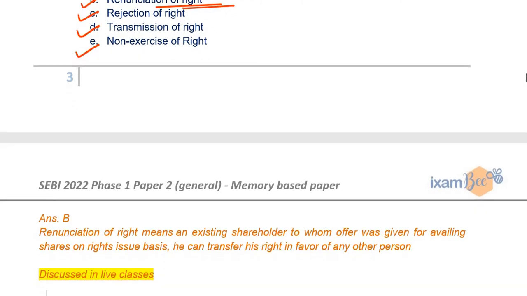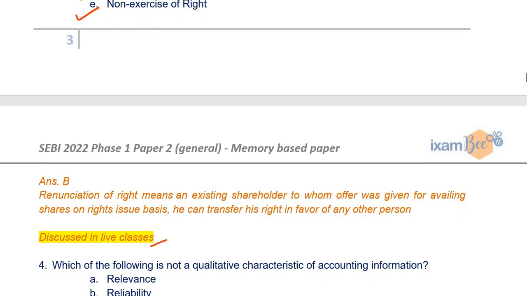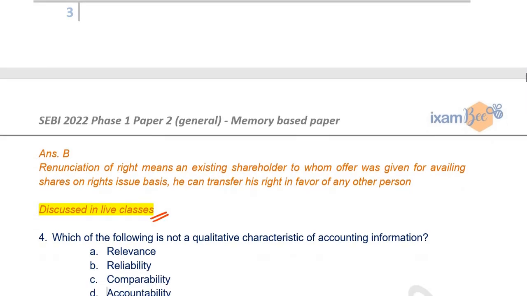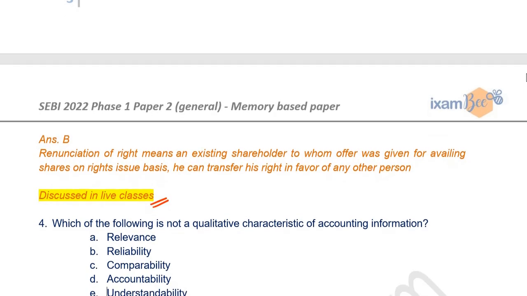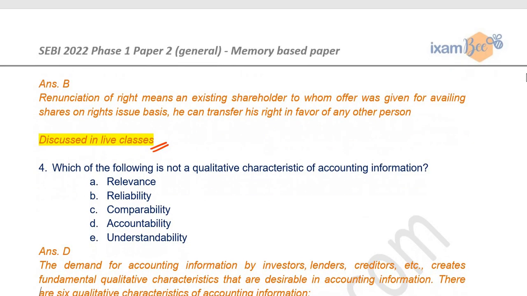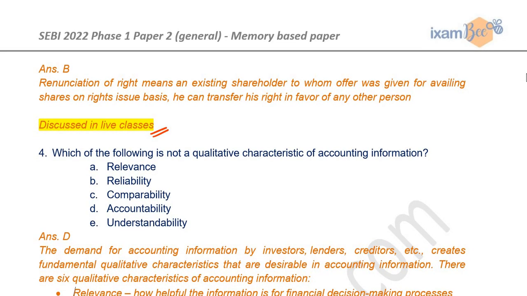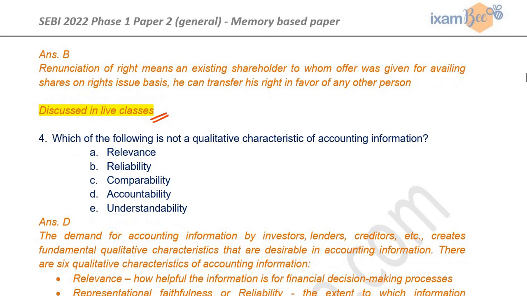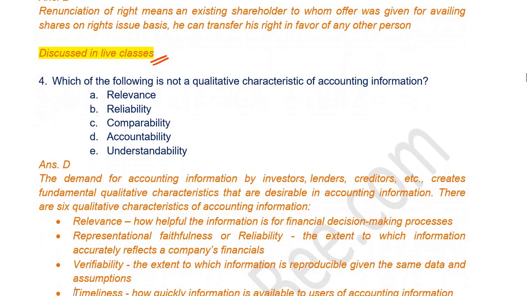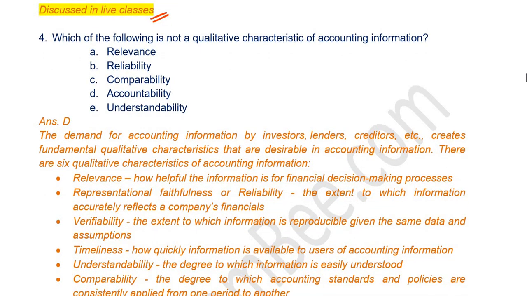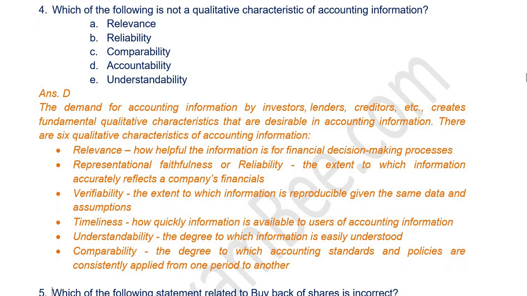So these were actually discussed in our classes when we talk about rights issue, the actual process, how it takes place, what are the forms that the shareholders are sent. They are given a choice either to apply or to renounce in favor of somebody else. So that kind of discussion we have done in class. So all those students who had been regularly attending class have found this question easy to attempt.